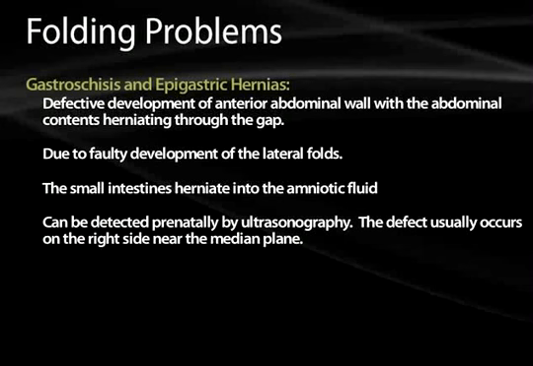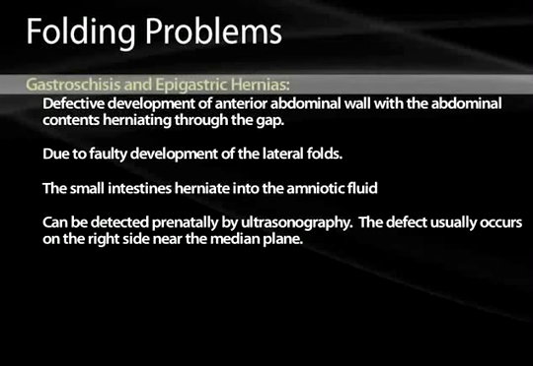There are several folding problems that are really critical for you to understand for the USMLE Step 1. One is that gastroschisis can be formed, or epigastric hernias.